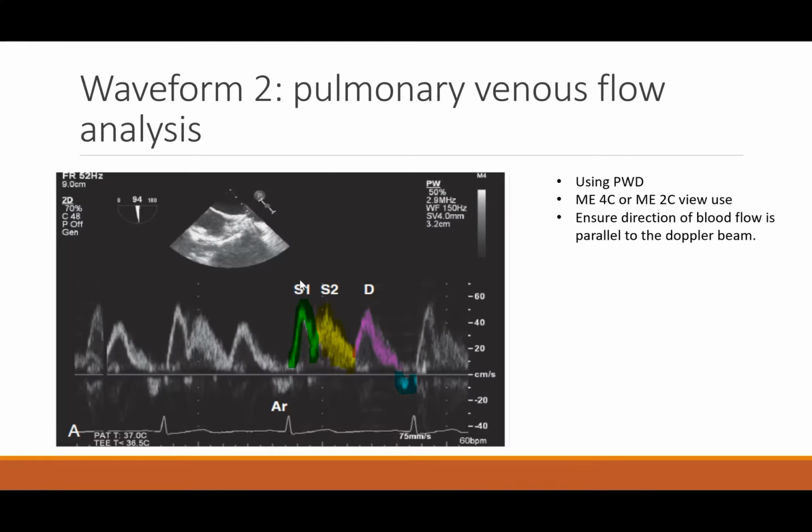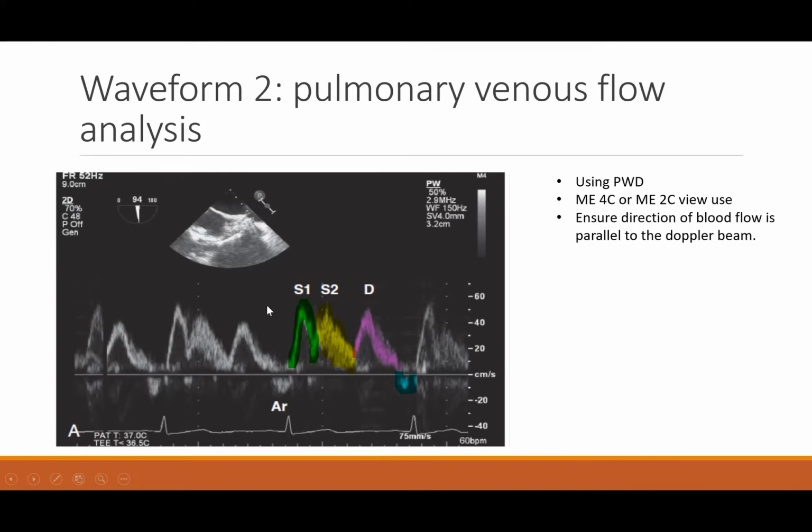The second waveform which we use to describe diastolic dysfunction is the pulmonary venous flow analysis. In this also we can use either the mid-esophageal 4-chamber or the mid-esophageal 2-chamber view, and we should position the pulmonary vein flow in such a way that the flow is parallel to the Doppler waveform. Here also we use a pulse wave Doppler, and we should always make maximum effort to ensure that the direction of blood flow is parallel to the Doppler beam.